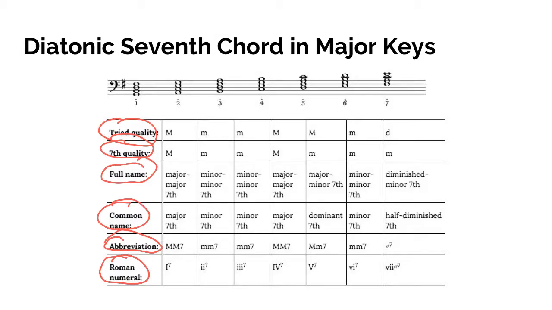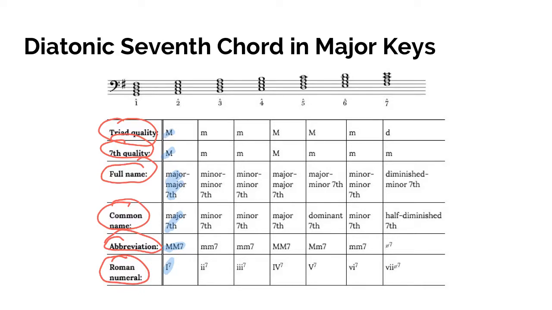Okay, so our one chord is a major chord, we know that. Its seventh is a major. We call it the major major seventh. Another name is the major seventh. Here's its abbreviation, and if you were to write it as a Roman numeral, it looks like that. And this applies to every chord. So the two chord is a minor minor seventh. Actually, let me go back.